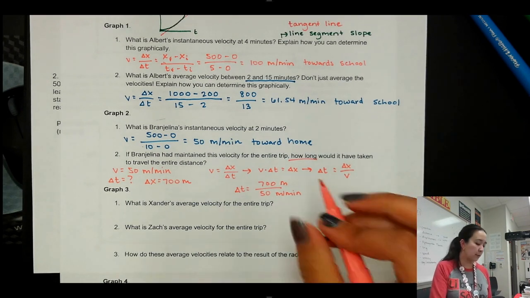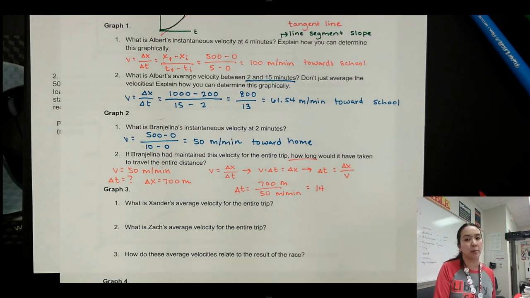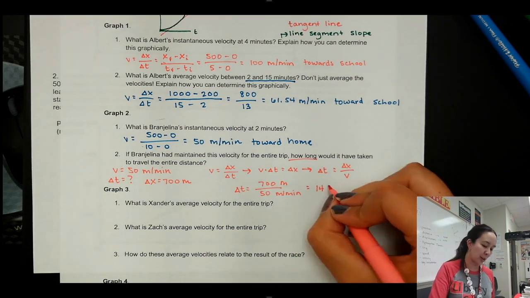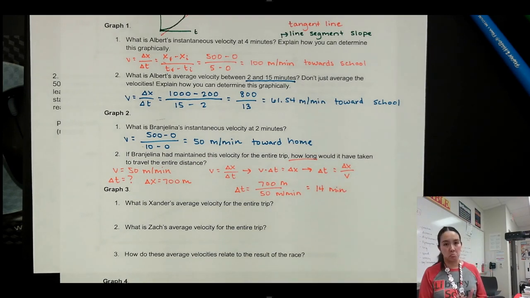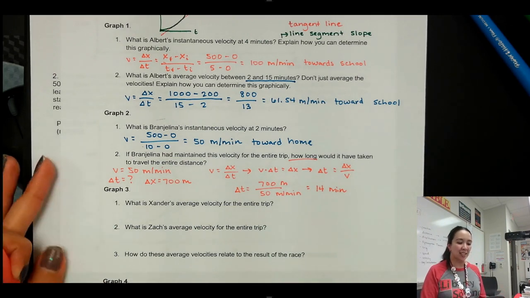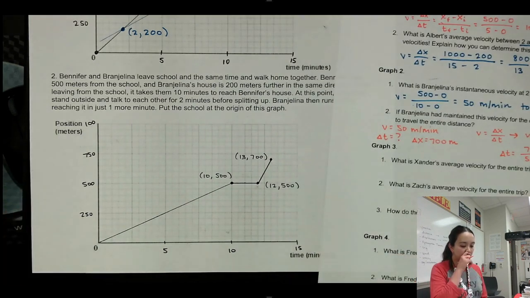700 divided by 50 is 14. I didn't actually do it in my head. It's because I remembered it from earlier. So 14 minutes. Okay? Graphically, there's a pretty easy way to do this. Now, I don't know how well your copy's printed out, but mine's pretty good.